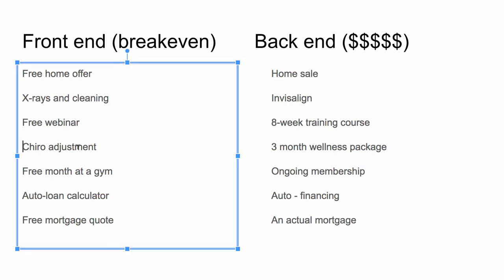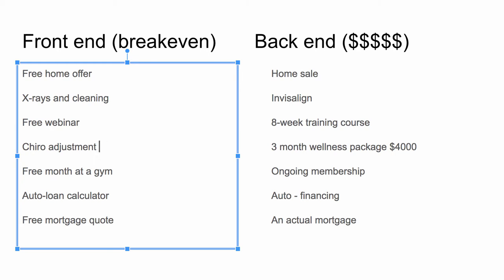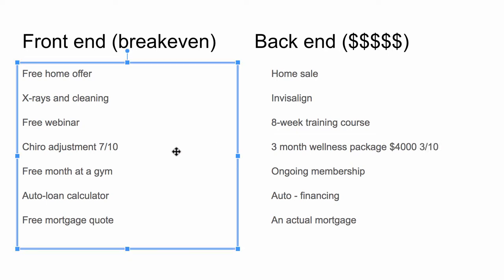So he's going to sell a certain amount of those people into his 3-month wellness package. Let's say that costs $4,000. And so he's going to lose money on, let's say, 7 out of 10 who just get a free chiro adjustment. So he's losing money on all those, right? But let's say 3 out of 10 buy this back-end offer, and that's $4,000 a piece. That's going to be $12,000 gross revenue just for doing 10 free chiro adjustments. Do you see how that works?